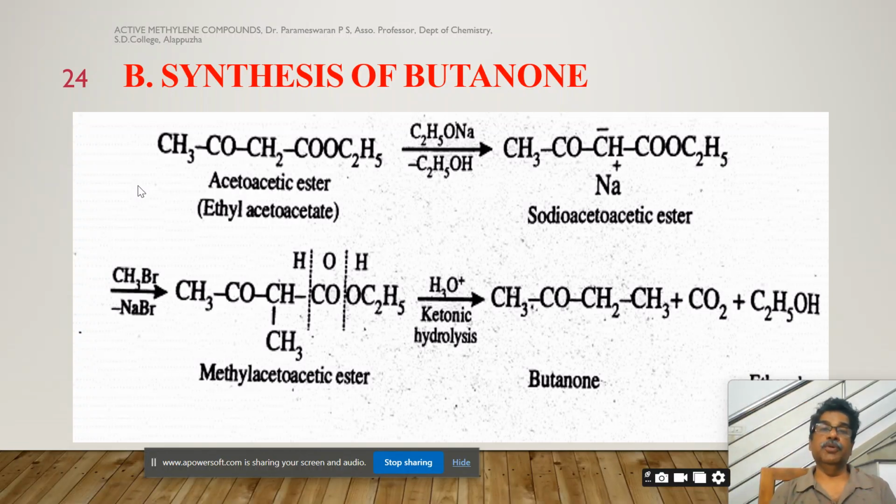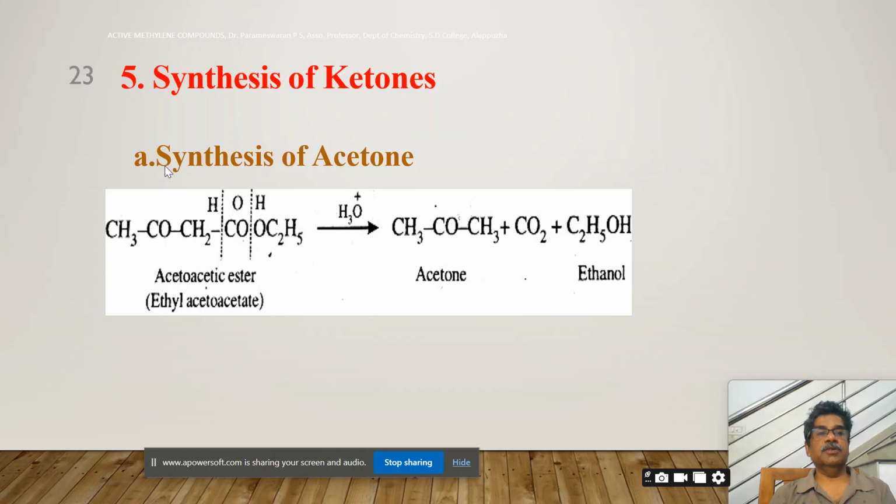Then synthesis of butanone. How can you synthesize butanone? In the previous case, we can synthesize only acetone. So we need to introduce one more carbon, then only butanone. It is very easy to manipulate or introduce a CH3 group. How?